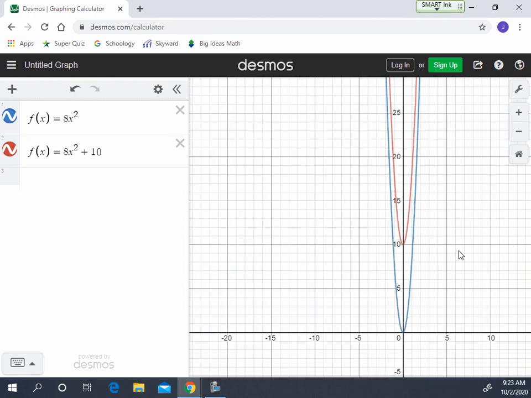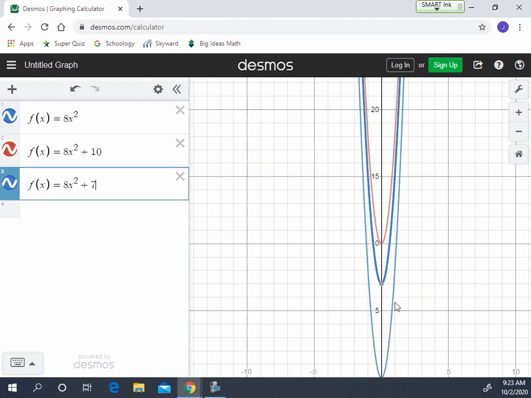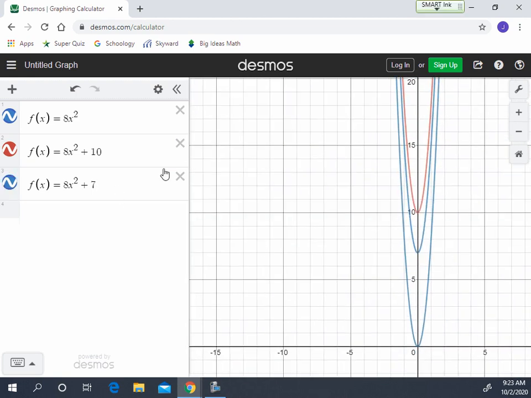Where do you think this next graph will be? If we said f of x equals 8x squared plus 7, will that be in between the graphs or outside the graphs? It should be right in between those two graphs. Awesome.